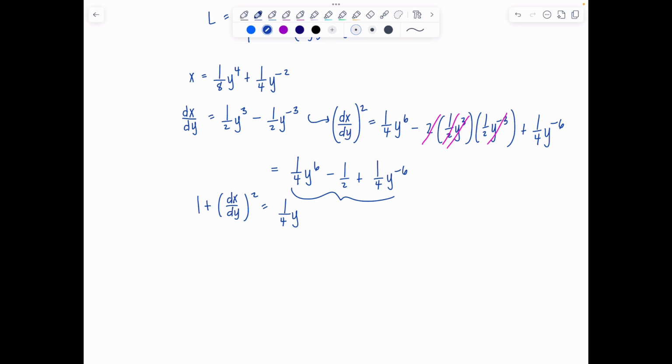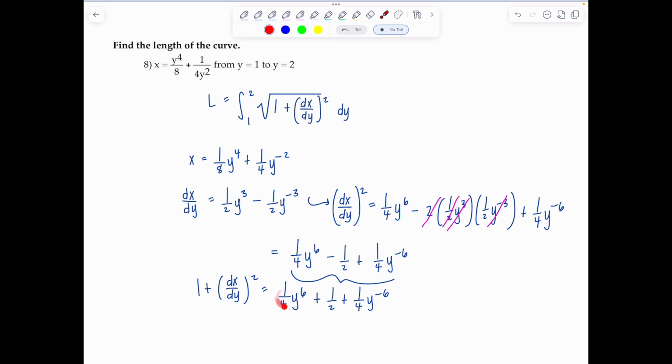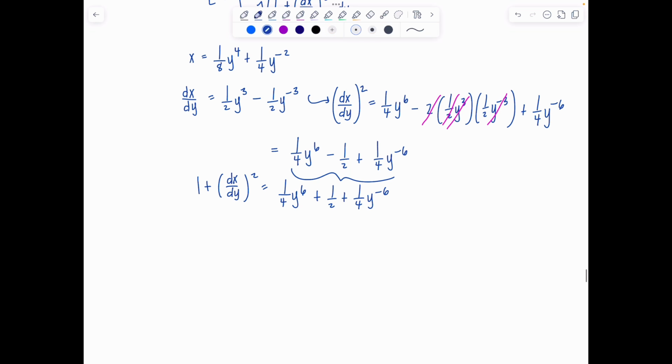Now 1 plus (dx/dy) squared. I'm going to add 1 to all of this. So what changes? Just the negative 1/2 is now positive 1/2. And then I know when I go back to integrate, I have to take all of this and put it under a square root. So I want to see if it'll factor. That way I can make my life nice and easy. And it sure does, because remember, this matches exactly what (dx/dy) squared was. It's just now we have a positive 1/2. So how would it factor into this squared with a plus? It's going to factor into the quantity 1/2 y cubed plus 1/2 y to the negative 3rd, squared.